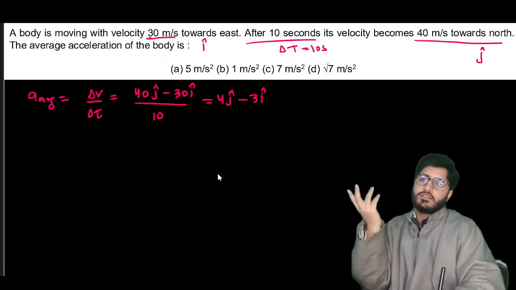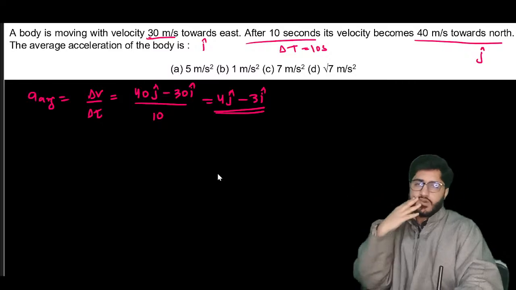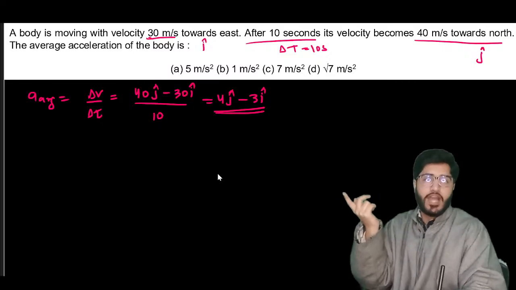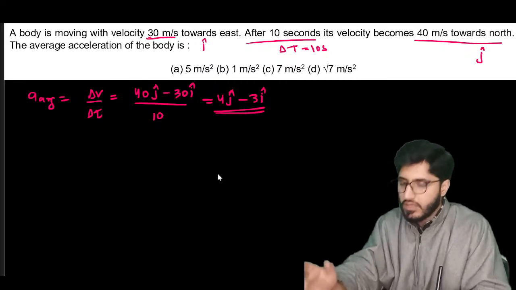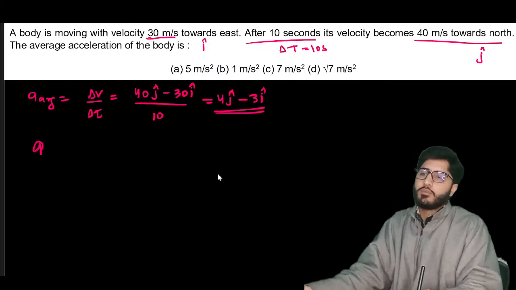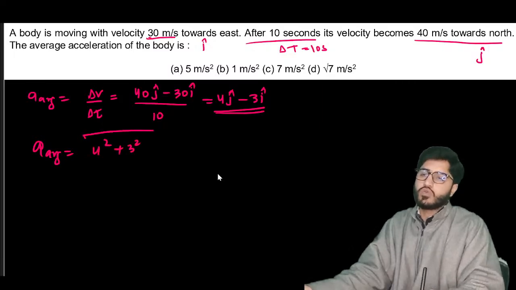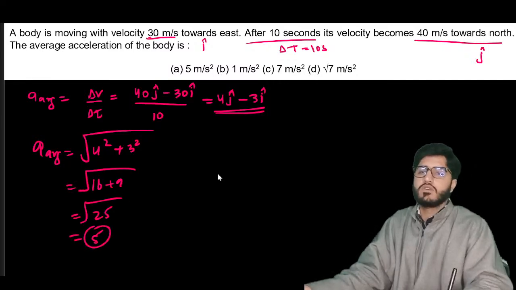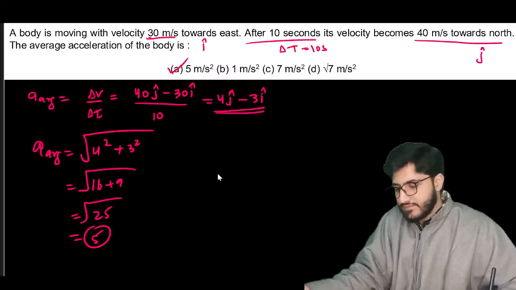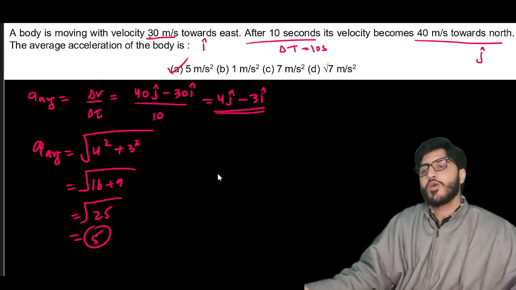Sir, this is a vector, so I need to find out the magnitude of this vector. How can we get it? My magnitude will be the root of 4 square plus 3 square, that means 16 plus 9, 25, so 5. Option A.